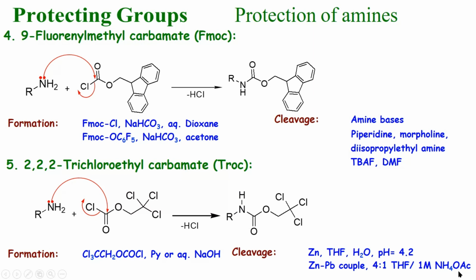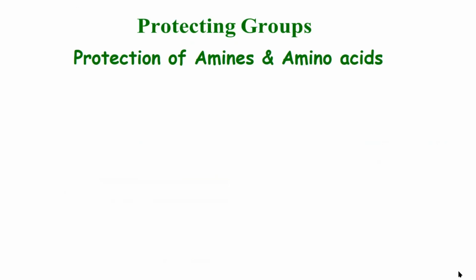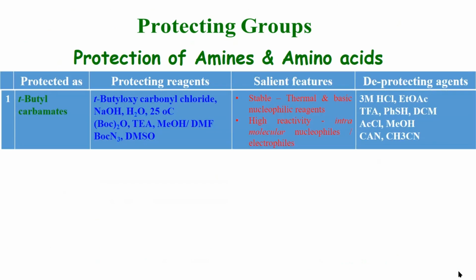Overall, there are 5 methods of protecting the amino group in the amino acids. Let us summarize the whole thing. They are protected basically as tertiary butyl carbamates, which can be accomplished by using protecting reagents like tertiary butyl carbonyl chloride in the presence of a base, or by using tertiary butyloxy carbonic anhydride in the presence of a base, or by using tertiary butyloxy carbazide in the presence of an aprotic solvent like DMSO.